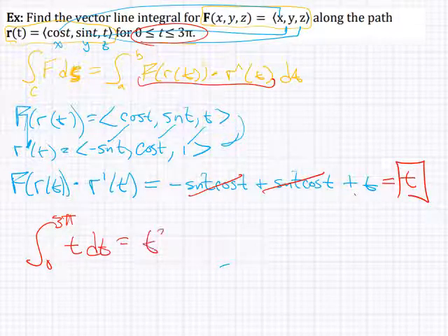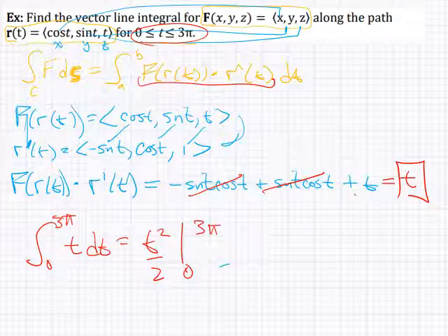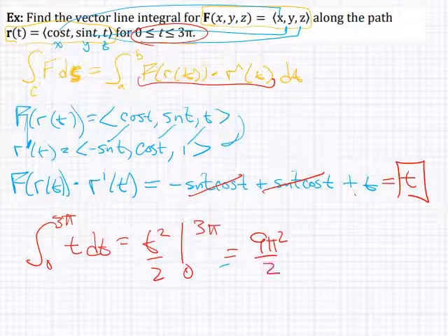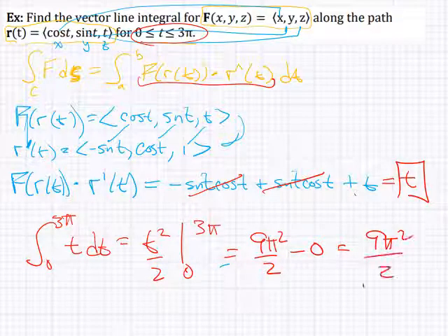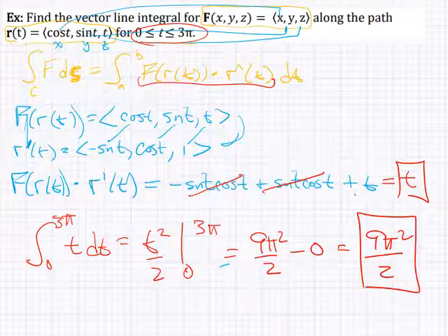And so we're going to get t squared over 2 from 0 to 3 pi. So we get 9 pi squared over 2 minus 0. So 9 pi squared over 2. Seems simple enough, but it depends on the vector field and the curve.